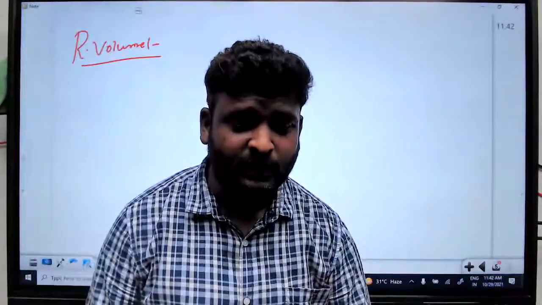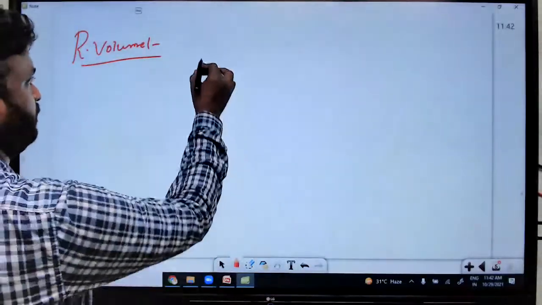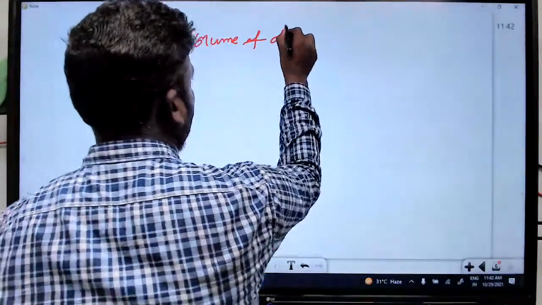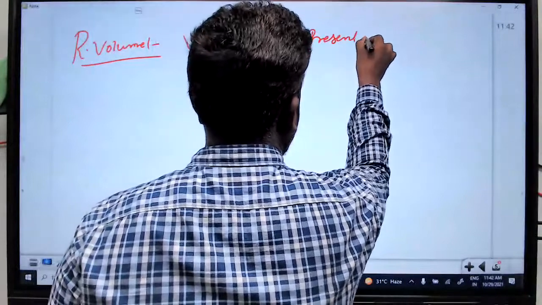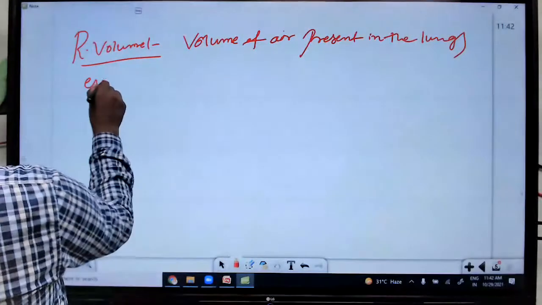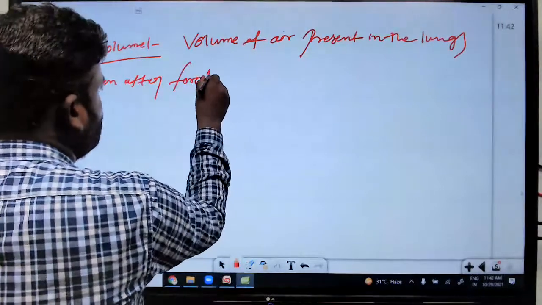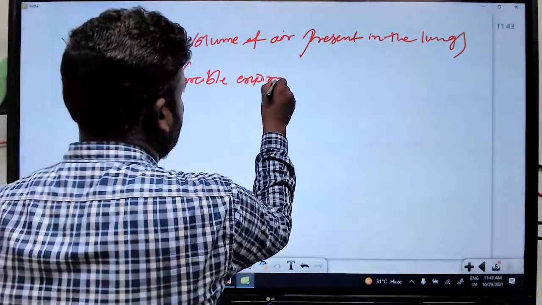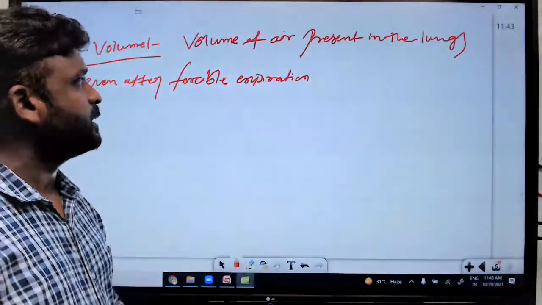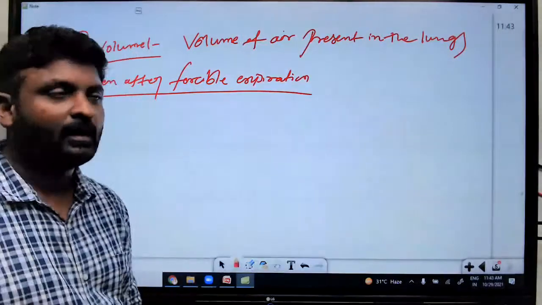Even after forceful expiration, we have a small amount of air in the lungs, right? That is called residual volume. It means the volume of air present in the lungs even after forcible expiration. Very, very important line. That is called residual volume.